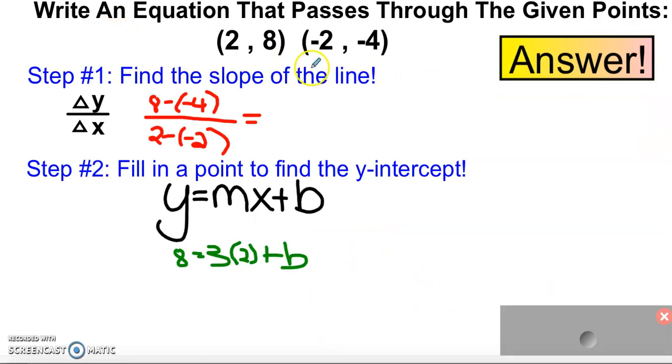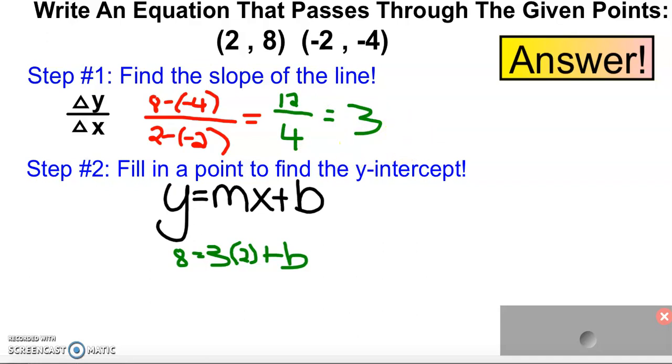All right, so let's take a look at this example here. I want to find the equation that passes through these 2 points: 2, 8 and -2, -4. So first step I'm going to do here is find the slope. I'm going to go in this direction. I've gone in that direction before, but let's go in this direction, try something new. So 8 minus -4 is 12. And then 2 minus -2 is 4. And 12 over 4 reduces to 3. So my slope here is 3.